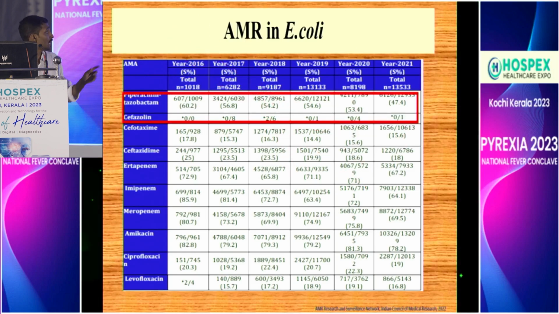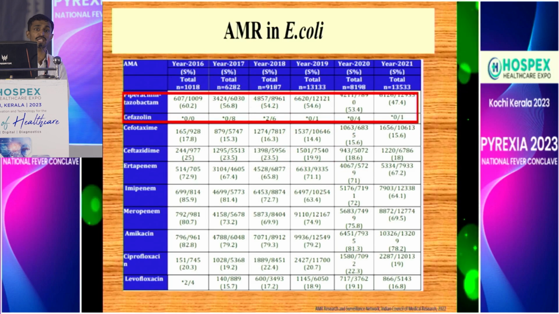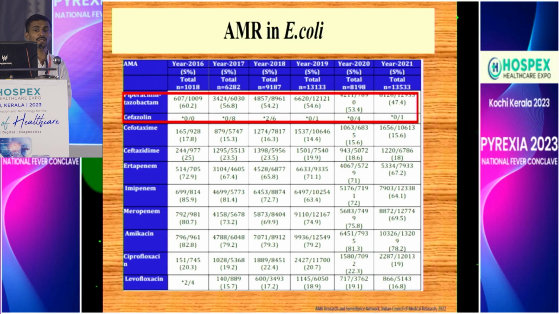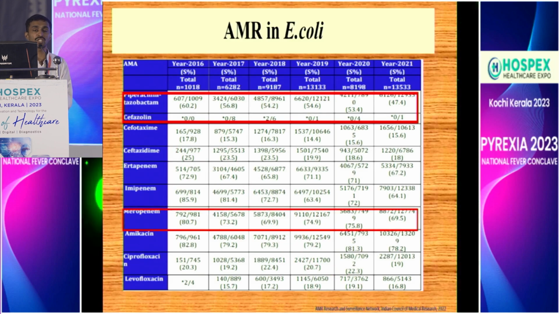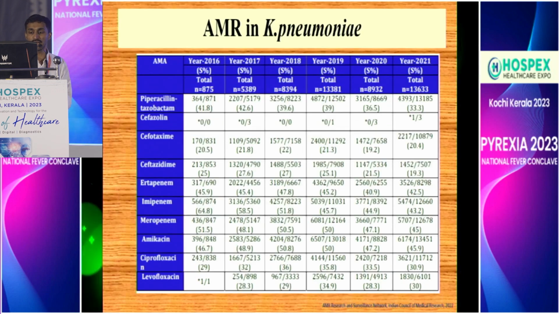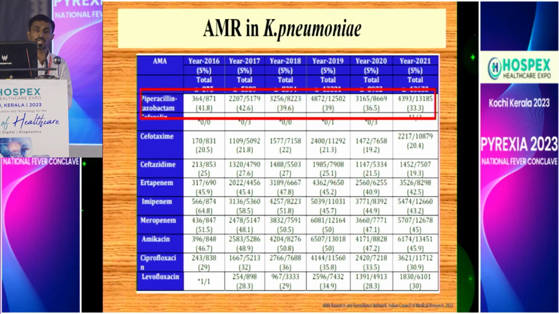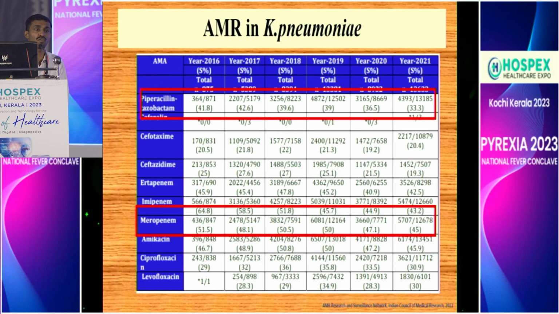Another thing that I would like to highlight from this slide is that over the years, the susceptibility is reducing. In 2016, 60% of the E. coli strains were sensitive to piperacillin, whereas in 2021, it became 47%. So the susceptibility is reducing over the years. 80% meropenem sensitivity was there in 2016, whereas now it is only nearly 70%. Same is the case with Klebsiella, where the susceptibility to piperacillin is only 33% in India. And if you see meropenem, the susceptibility is only 45%.